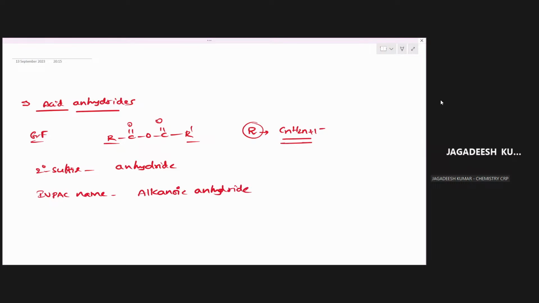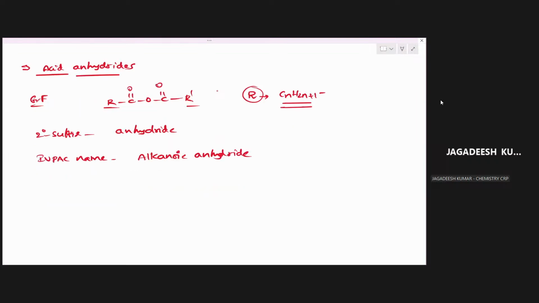Alkanoic anhydride. So let us take one example. Few common names also are there. First of all, I will take one example, with the alkyl group on both sides. Here I can write like this also: in the place of R, I'm keeping CnH2n+1, COO, OCnH2n+1. You can write like this also. In the place of R, you can keep an alkyl group.